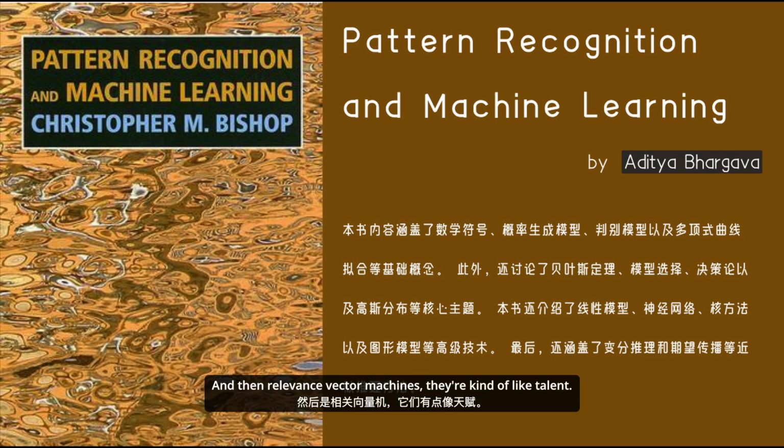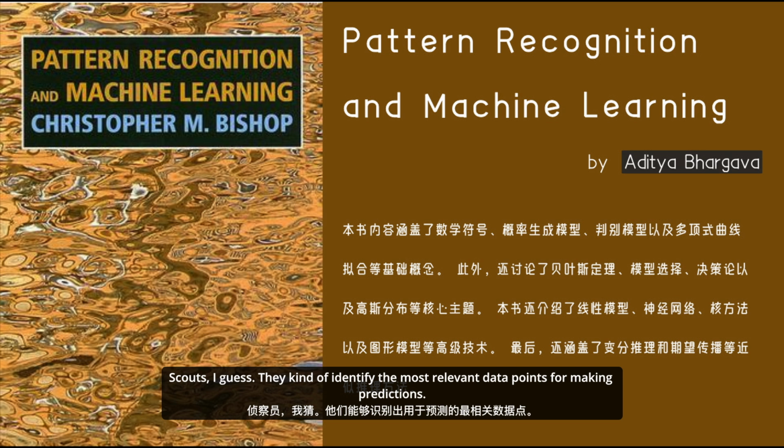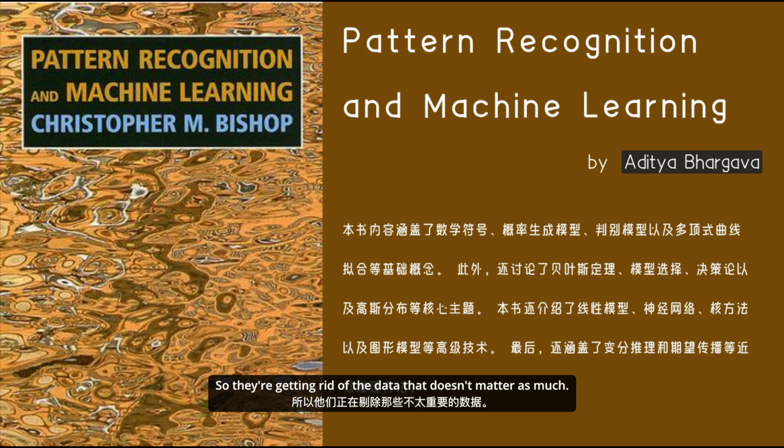And then relevance vector machines, they're kind of like talent scouts, I guess. Right. They kind of identify the most relevant data points for making predictions. So they're getting rid of the data that doesn't matter as much. Exactly, yeah. And so again, this leads to a more sparse model. Okay. Which often provides better insights into what's going on in the data.